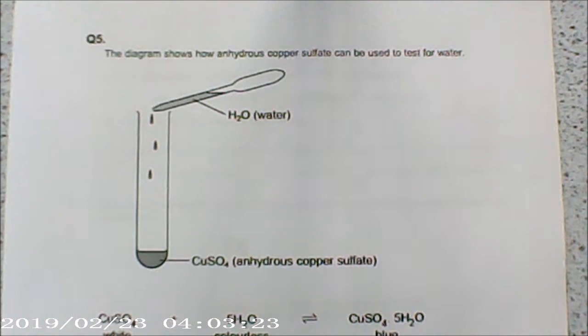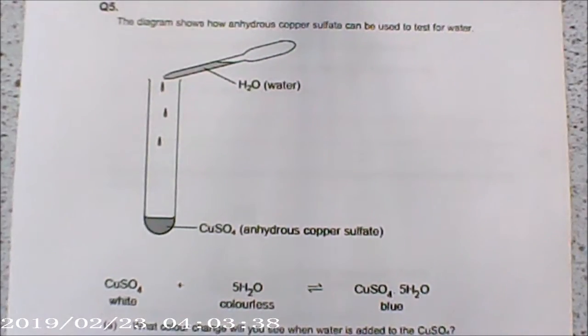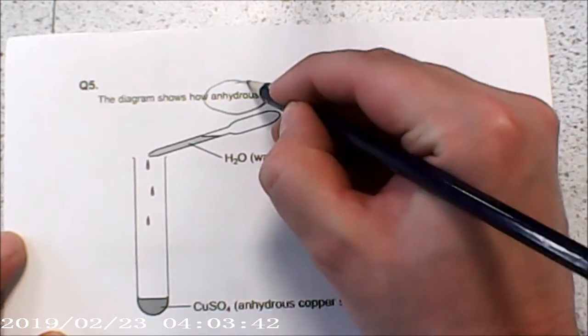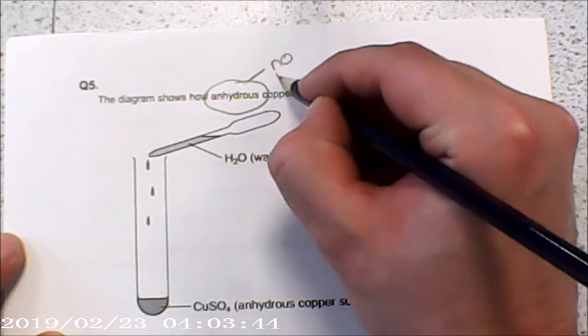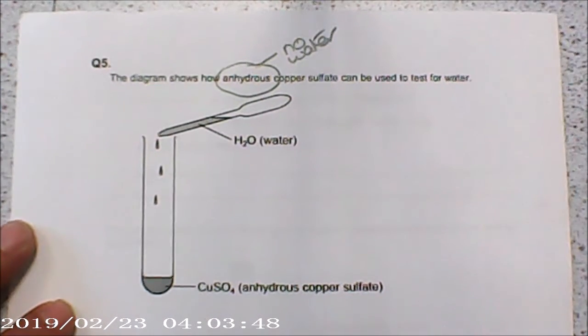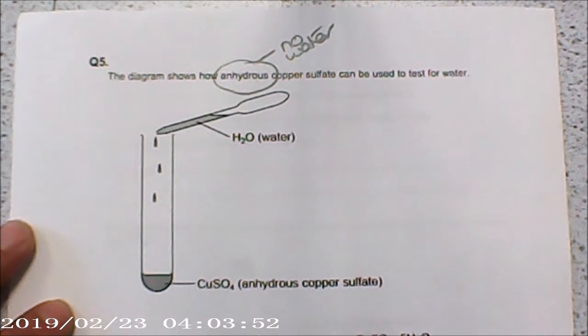Right, so now we move on to question number 5, and this one is looking at reversible reactions, which was the live lesson on Tuesday. So the diagram shows how anhydrous copper sulfate can be used to test for water. Remember, anhydrous means no water. Okay, the water is being removed. Hydrated is where, like, you put water in. So hydrated means there's water added.